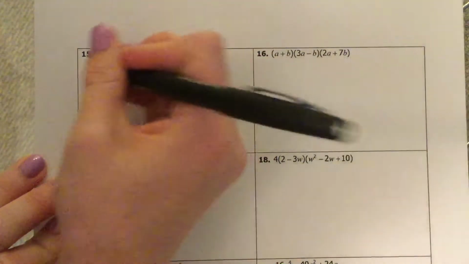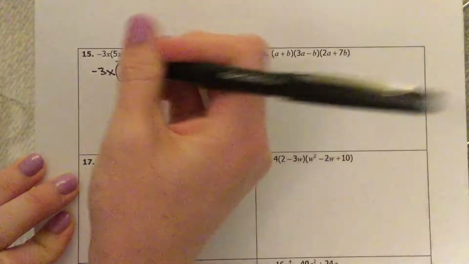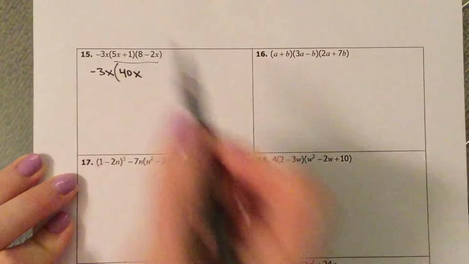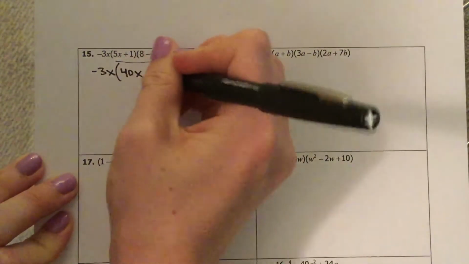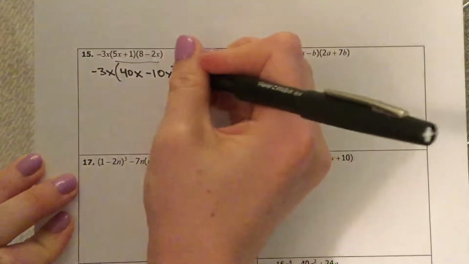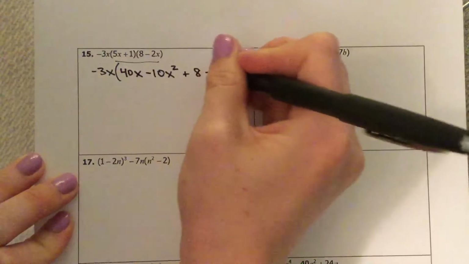So foiling these two first, and I'm just going to leave the negative 3x out front. So 5x times 8, we have 40x. Outside term, 5x times negative 2x would be a negative 10, and then it'd be an x squared. Inside term, 1 times 8 is 8, and our last, 1 times negative 2x, is negative 2x.